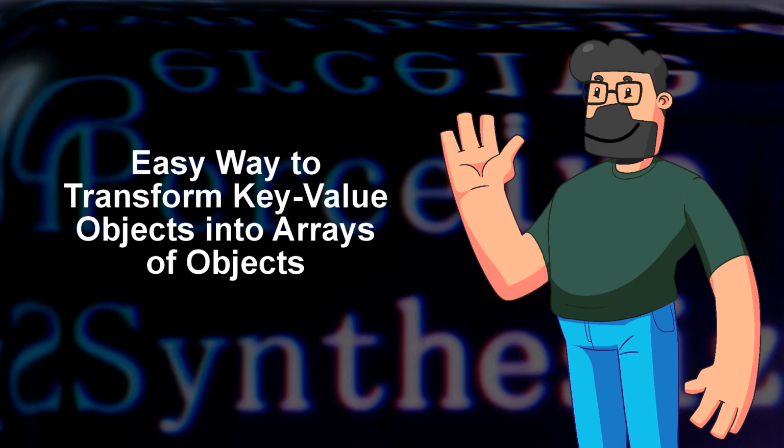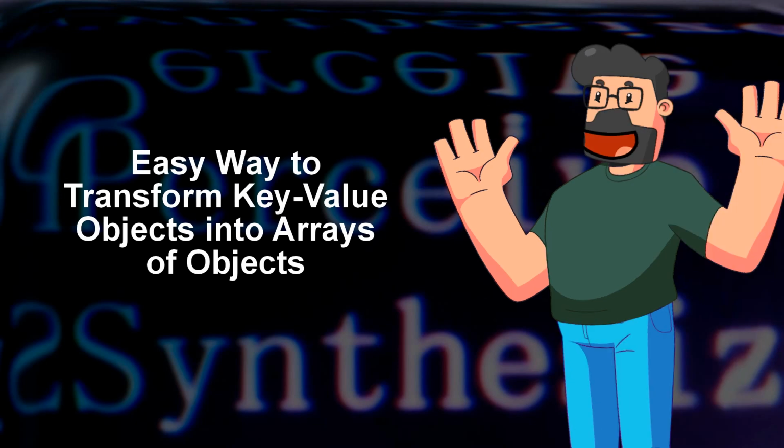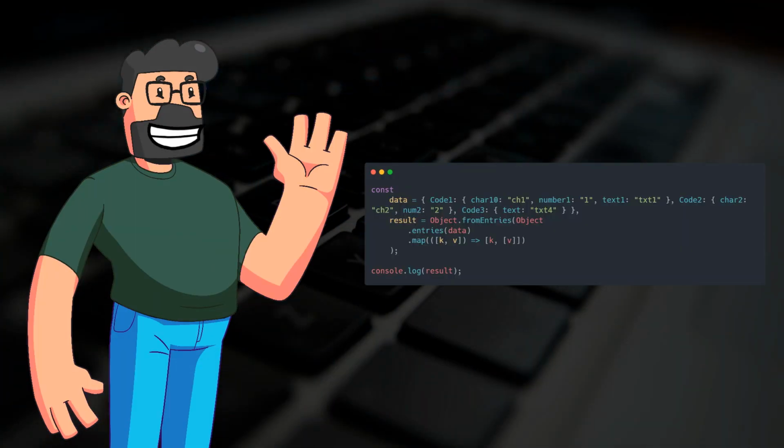Imagine you're facing a problem where you have an object with key value pairs in a specific format, and you need to convert it to a different format. The key is to transform the structure of the object to meet your desired output. Now, let's delve into the solution to this problem.